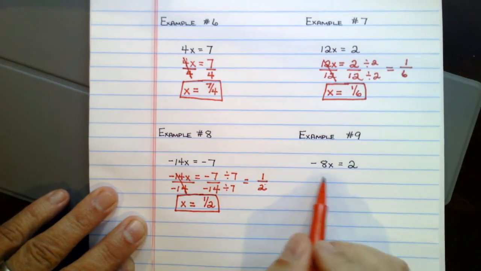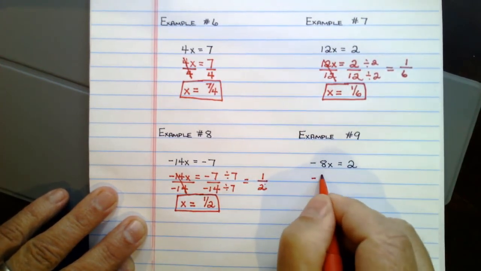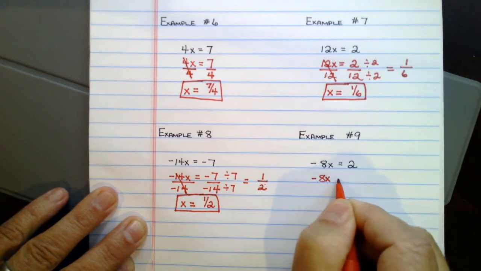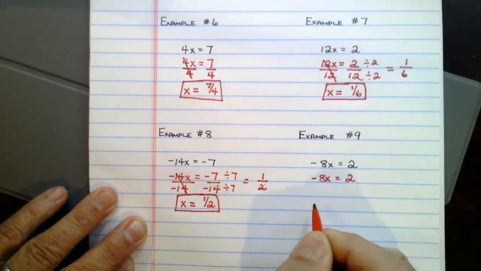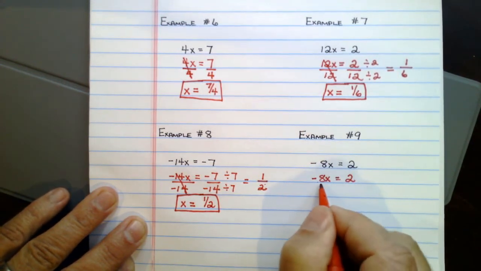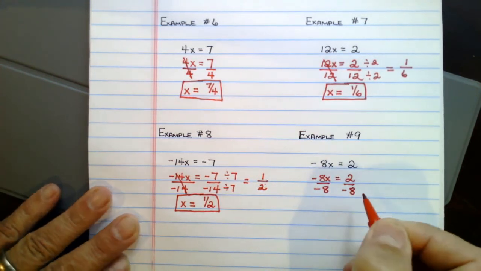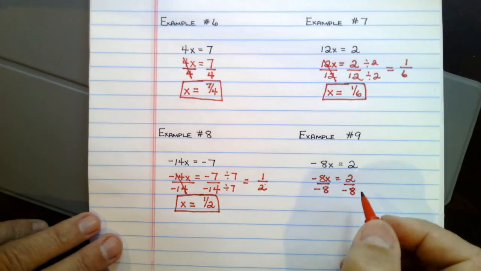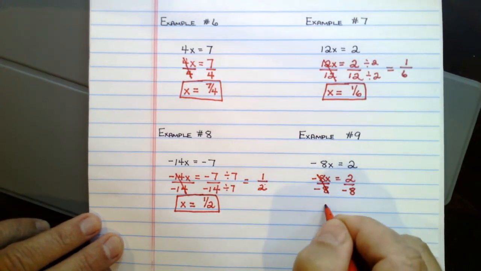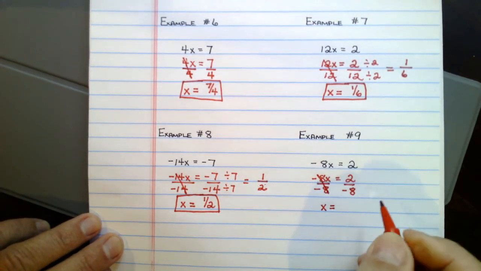Let's look at an example like number 9. Again, this negative 8 is beside that x. That means I'm multiplying. The opposite of multiplying is dividing. I'm going to divide both sides by negative 8. These negative 8's cancel out. I'm left with x is equal to.